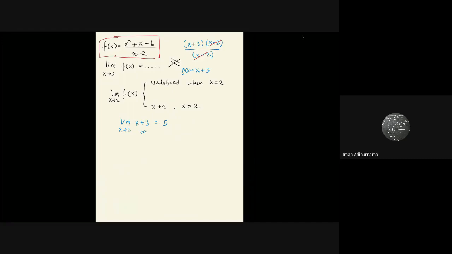This is factoring. Let's say I have another f(x), with x plus 1 in it. The question is: limit as x approaches -1.